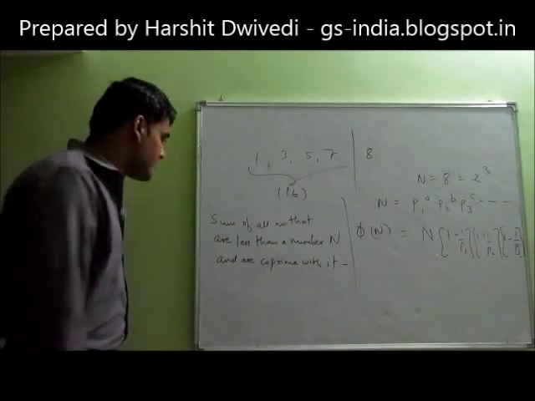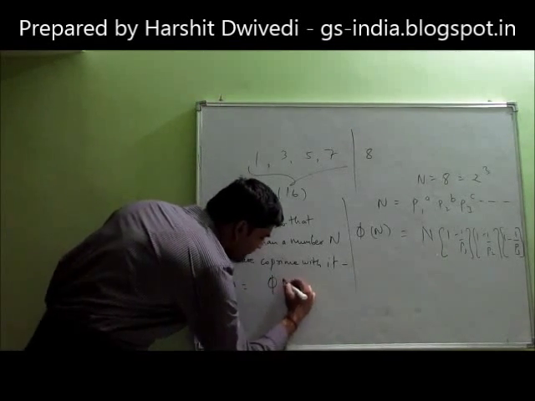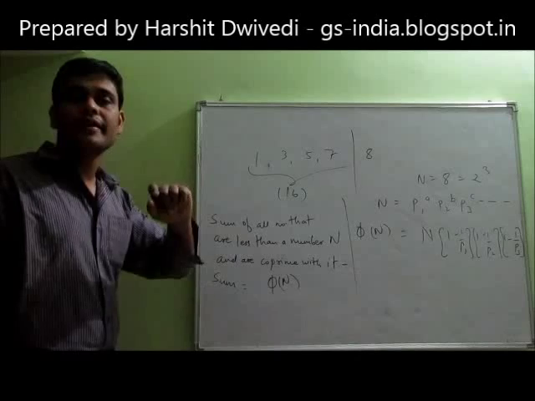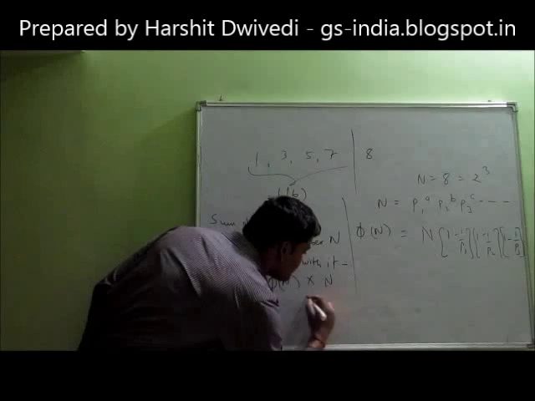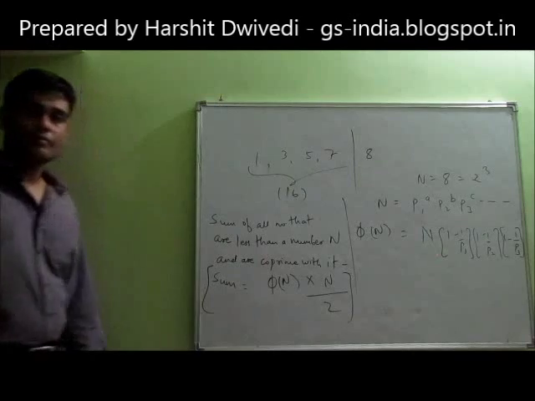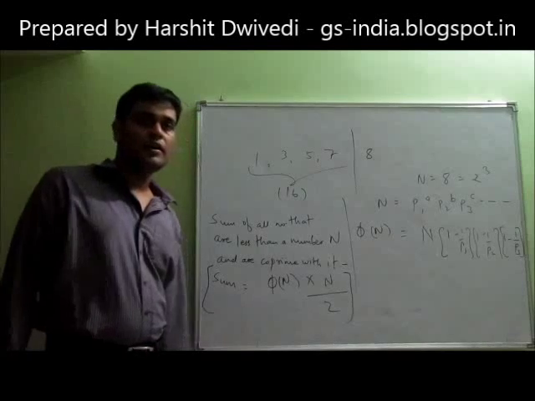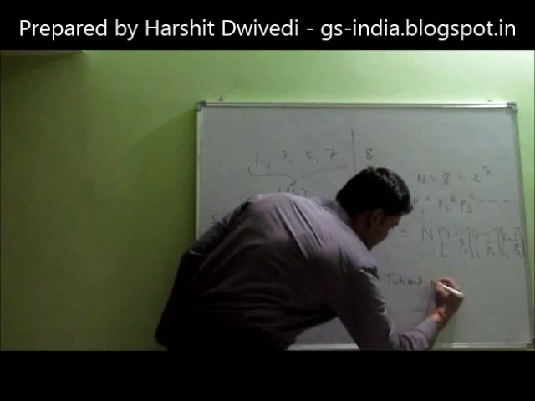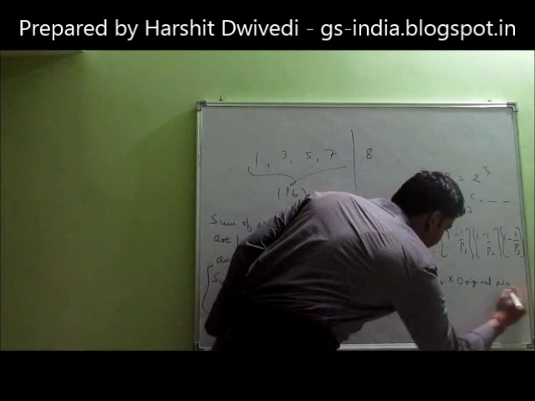The method of finding is that the sum will be equal to phi of n. What is this phi n? Phi n is the Torsion number, that is, all those numbers that are less than the number and co-prime with it. And I have to multiply this with the original number divided by 2. This is the formula of the sum. That is, sum is equal to phi of n, the Torsion number, into the original number by 2. You can also write it as Torsion number into original number by 2.